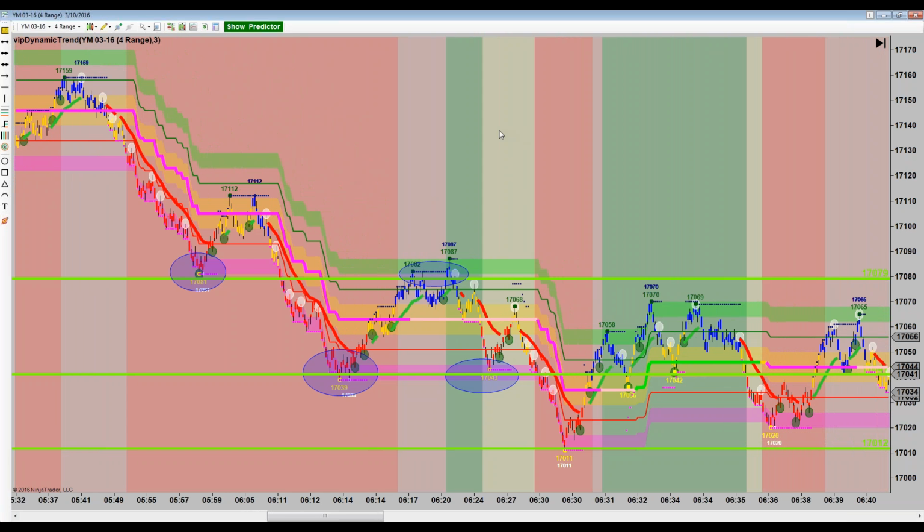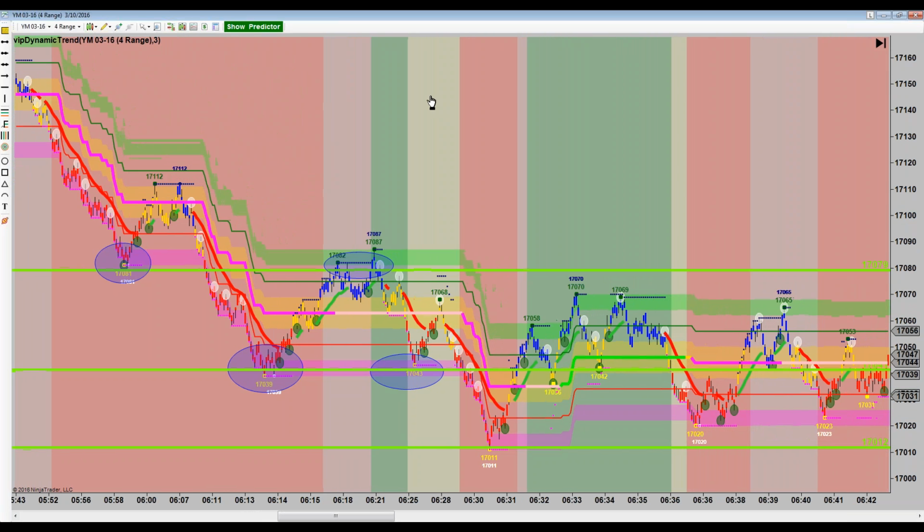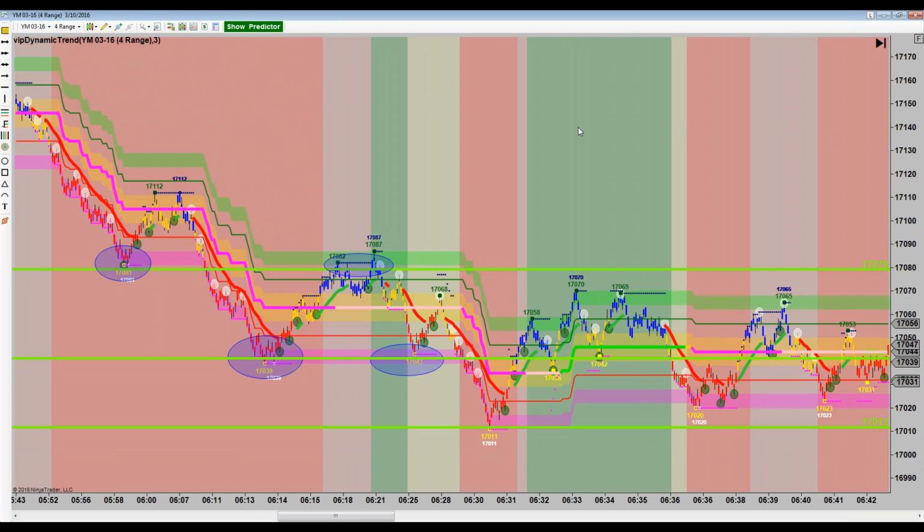Here, I'll advance a little bit more. Okay, now we're 15 minutes into the trading session. Are we still range bound or are we trending now? What say you, team? What do you think?